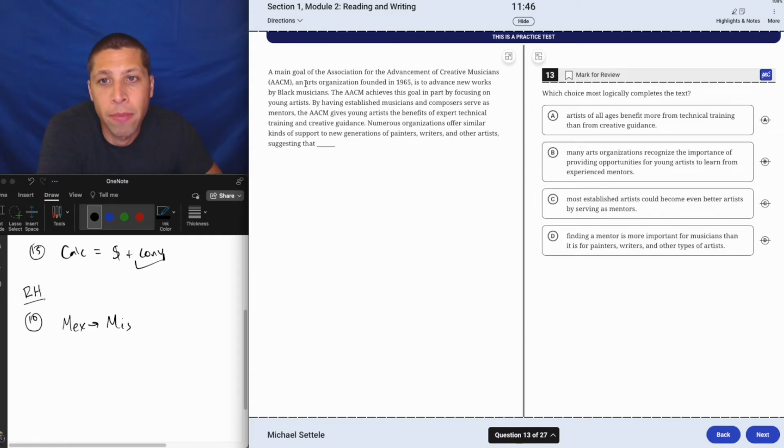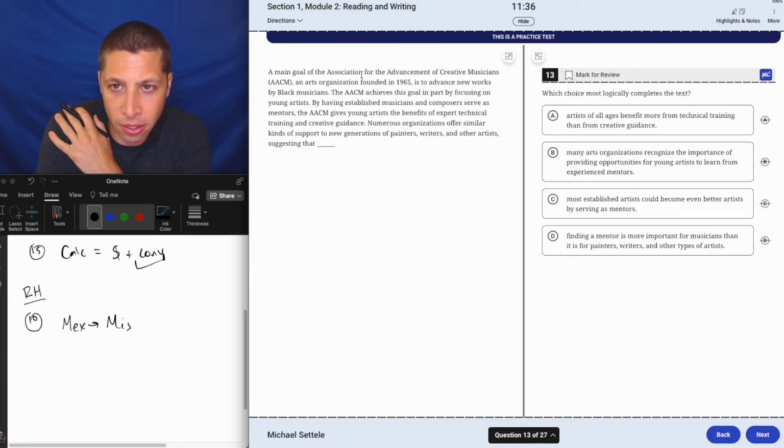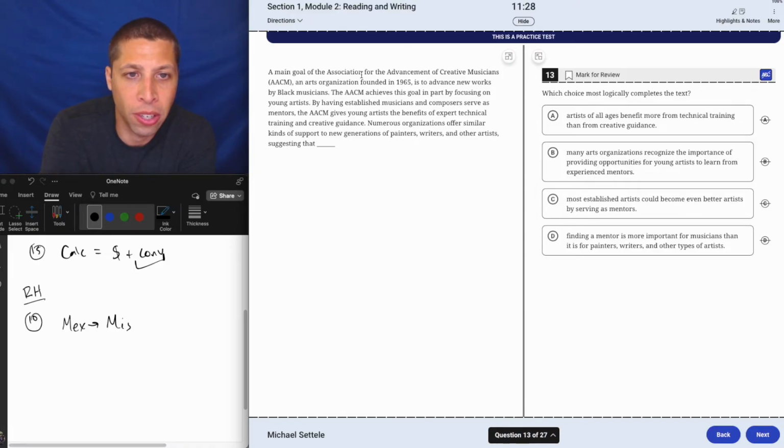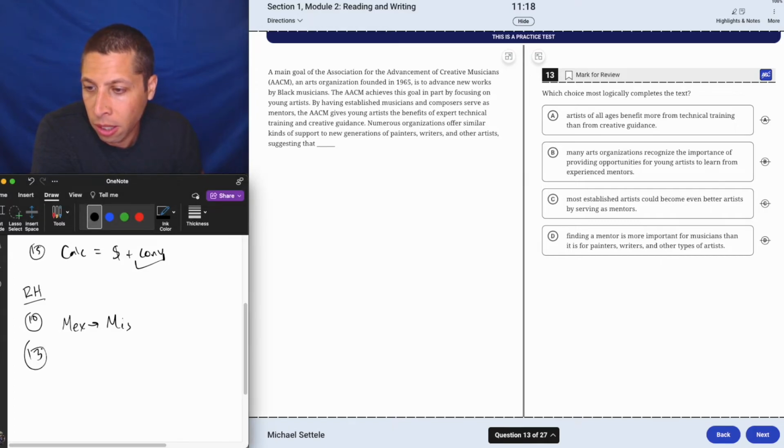Okay, this looks easy. The main goal of the Association for the Advancement of Creative Musicians, an arts organization founded in 1965, is to advance new works by Black musicians. The AACM achieves this goal in part by focusing on young artists. By having established musicians and composers serve as mentors, the AACM gives young artists the benefits of expert technical training and creative guidance. Numerous organizations offer similar kinds of support to new generations of painters, writers, and other artists, suggesting that helping young people is good, is something I'm getting. Like, right? So this is 13.